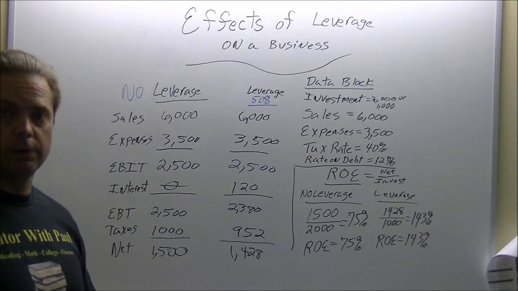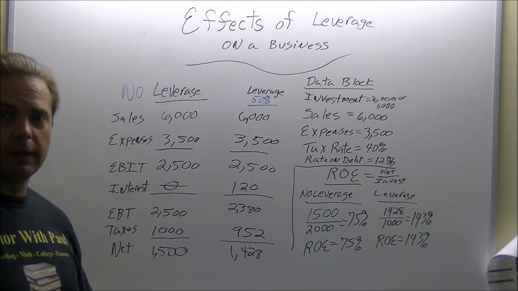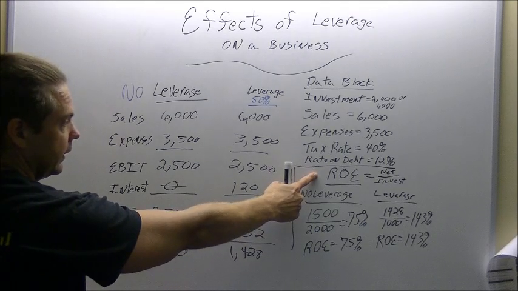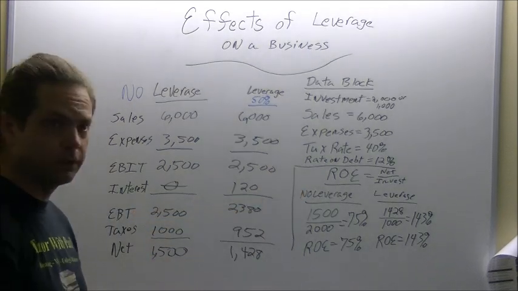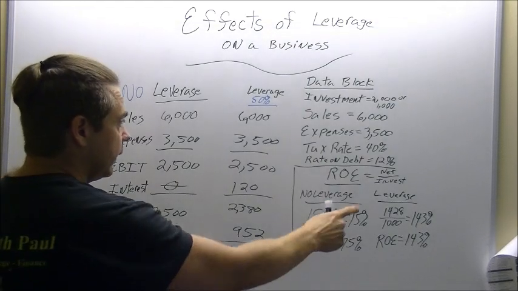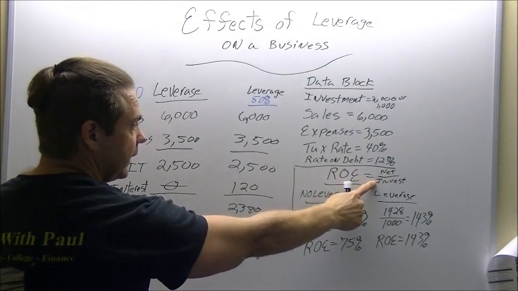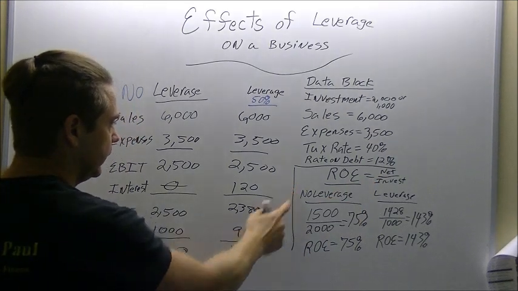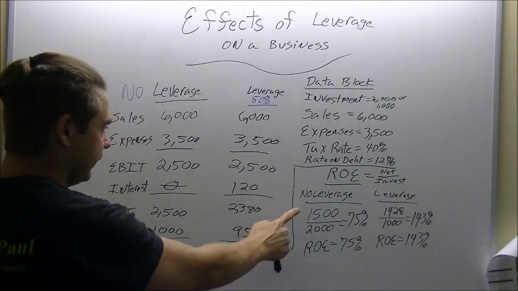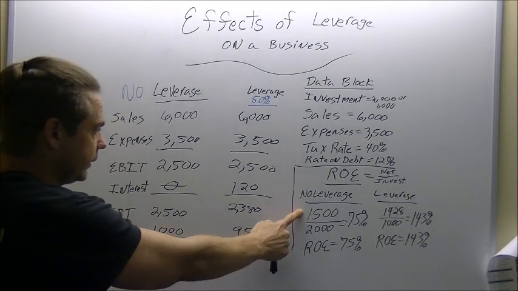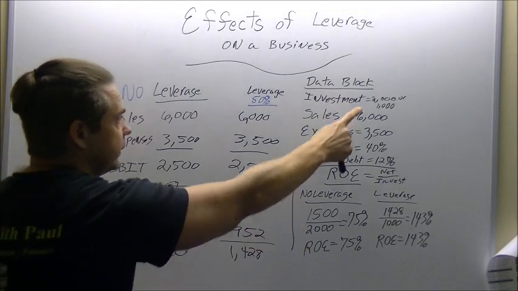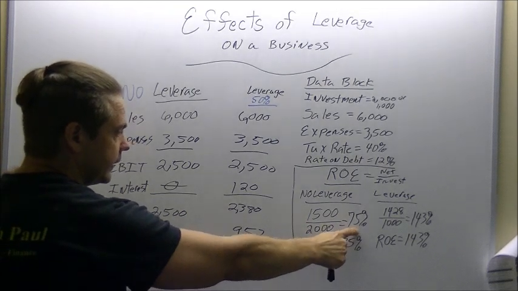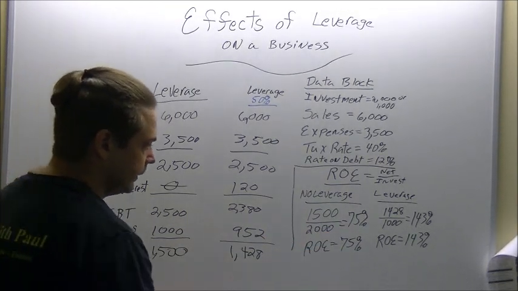However, our owners are interested in how much they are getting back on the equity that they provided. That is where we're going to get into our return on equity. This formula is critical for the business owner. The formula is your net income divided by the amount you invest. The no leverage firm, they have a net income of $1,500, and they invested $2,000. $1,500 divided by your $2,000 gives us a 75% return on equity.